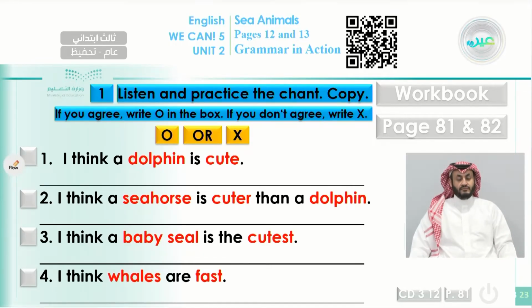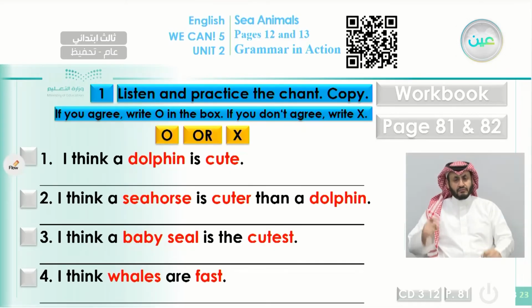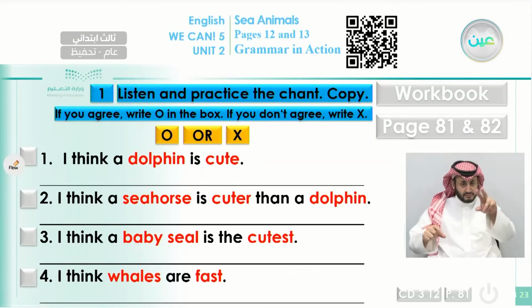And if you think that the baby seal is the cutest among the other sea animals, you also write O in the square. Or also number 4, the fourth option here, I think whales are fast. If you believe that, or if you think that whales are fast, you also write O. If you don't, you write X. And when you finish, you need to practice more and more to improve your handwriting.